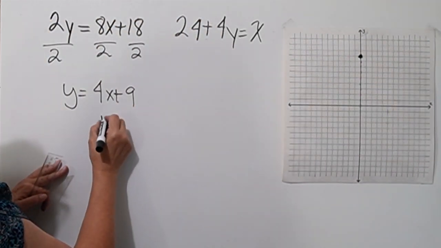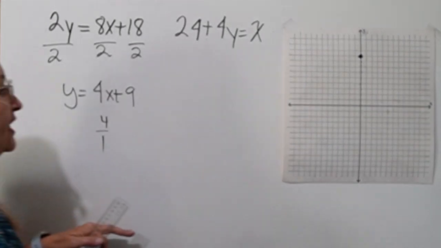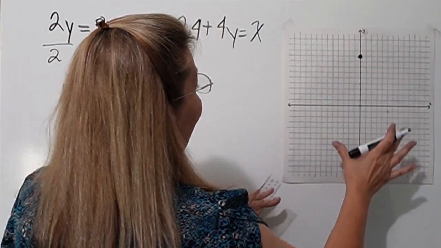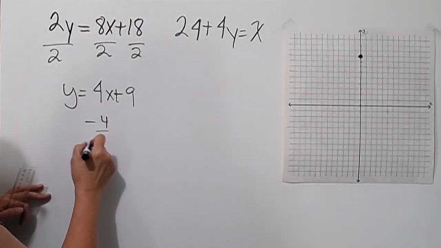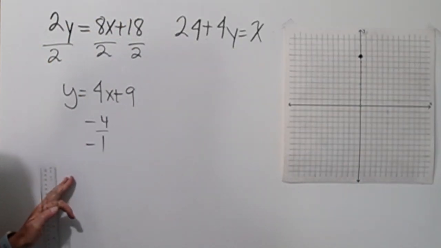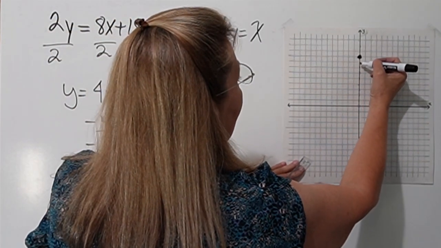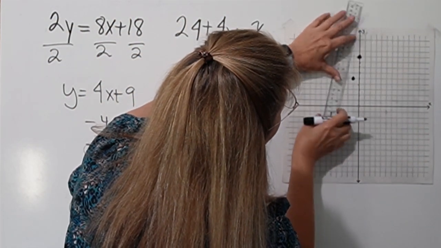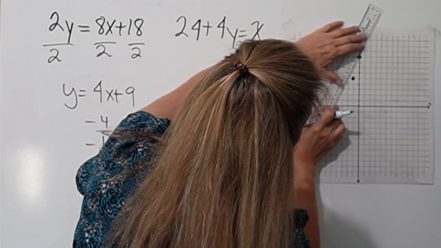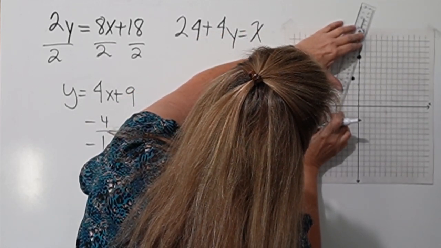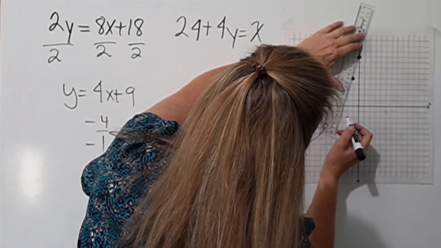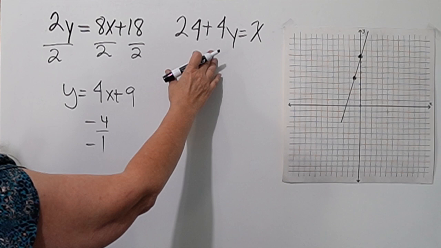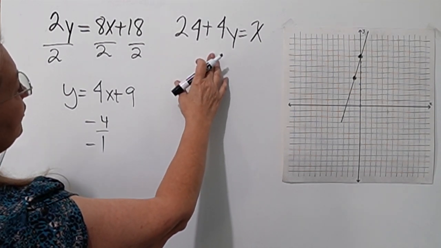Now, my slope is 4 over 1, and once again, if I start trying to go up 4, that's going to put me off of my graph. So what I'm going to do is make it negative 4 over negative 1. So I'm going to go down 4 and back 1. And let's get a graph on this, just like that.